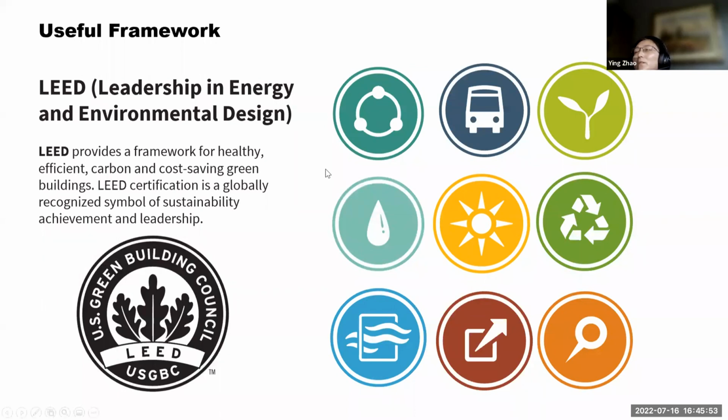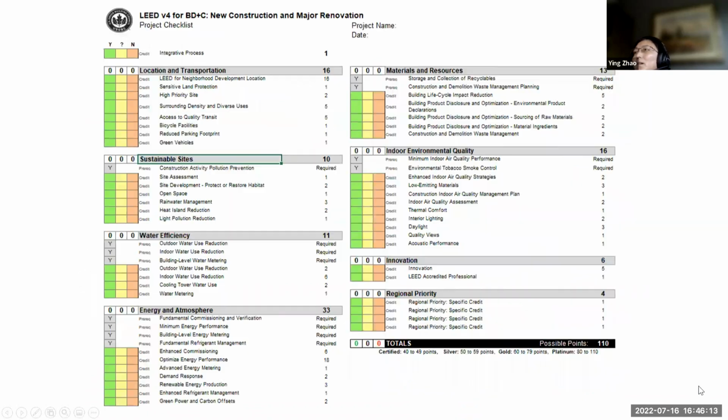So for LEED, these symbols are their categories. This is integrative design. This is transportation, site, water, energy, material, indoor air quality, innovation design, and regional priority. That is a typical scorecard of a LEED. So you can see in each category there are their credits, and each covers one area of sustainable design.